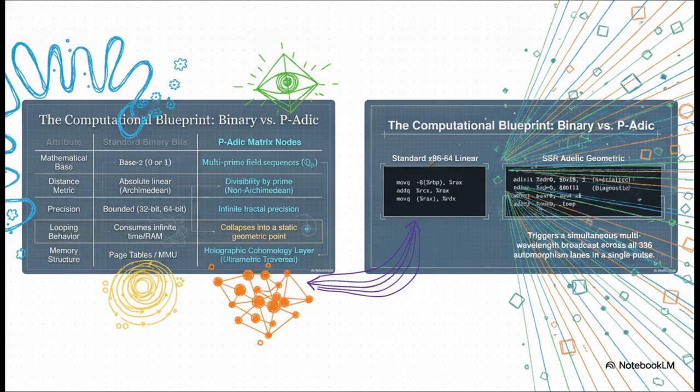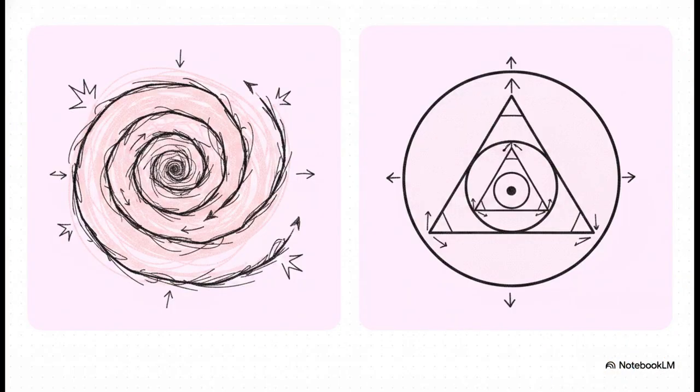So instead of fetching data line by line, SSR fires off simultaneous optical broadcasts that manipulate the entire geometric lattice all at once. It's basically the difference between blindly walking through a maze and looking at the whole maze from above to instantly spot the exit. The secret sauce making this work is non-Archimedean math.